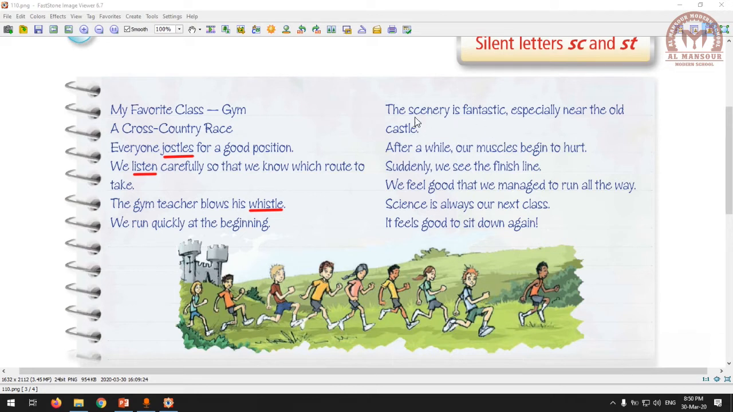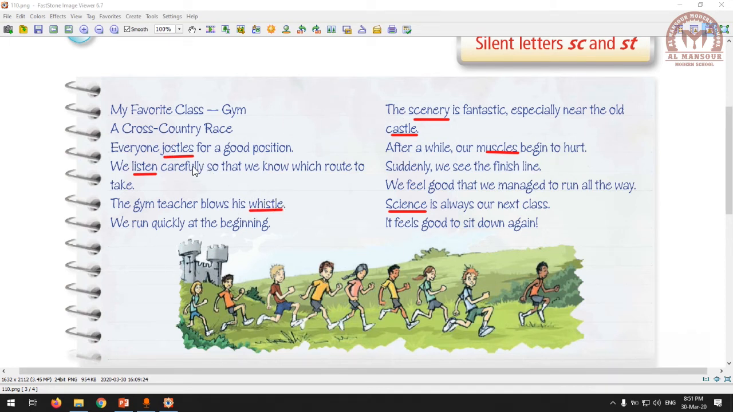Okay? And for this part, scenery, fantastic, especially the old castle is the first word. Okay? Suddenly, finish line, we feel good and we managed to run all the way. Science is the second word. Muscle is also another word. Okay? Is there something else? Scenery. Okay, so we have all the words that have silent letters.